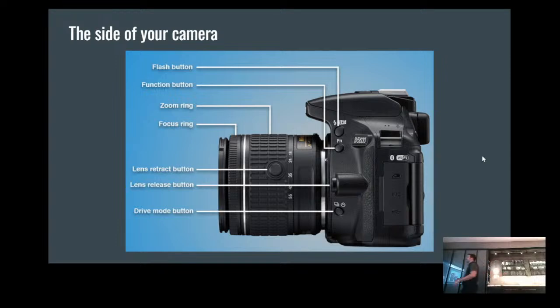After that you have your zoom ring. If you've got a lens that has the zoom capabilities, that's where the zoom ring will come into play. You turn that one way, it'll zoom. Turn it the other way, it goes more wide.